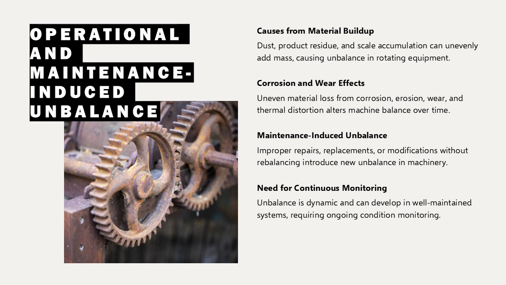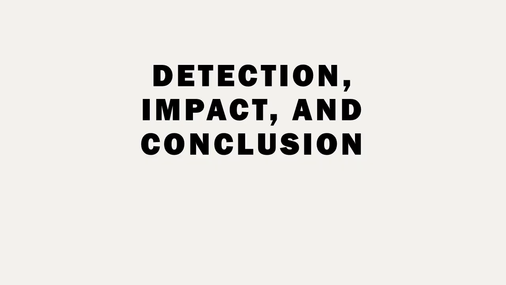Maintenance activities may also introduce unbalance if components are replaced, repaired, or modified without subsequent rebalancing. Examples include replacing impellers, welding repairs, or inaccurate field balancing. These factors make unbalance a dynamic condition that can develop even in well-maintained systems, emphasizing the need for continuous condition monitoring. Symptoms and detection of unbalance, impact on safety and key takeaways.